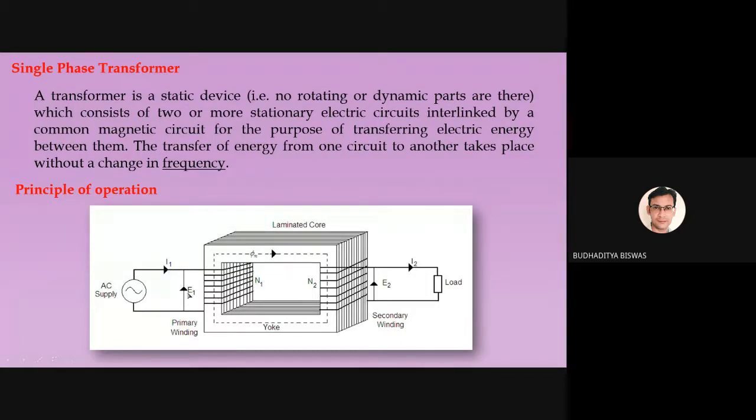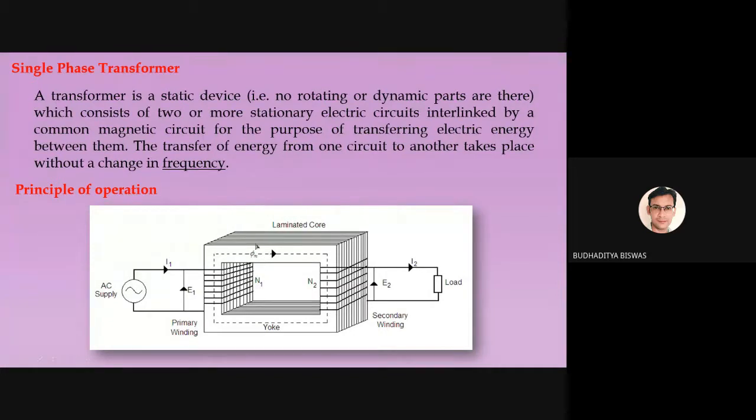Now, when E1 is induced across this one, some flux will be generated, and that flux will link with the secondary coil. As the AC flux links with another winding, some voltage will be induced across it by Faraday's laws of electromagnetic induction, and due to this, some voltage is induced across the secondary winding. And if the secondary circuit is closed, then current will flow through it. This is the very basic operation of the transformer.